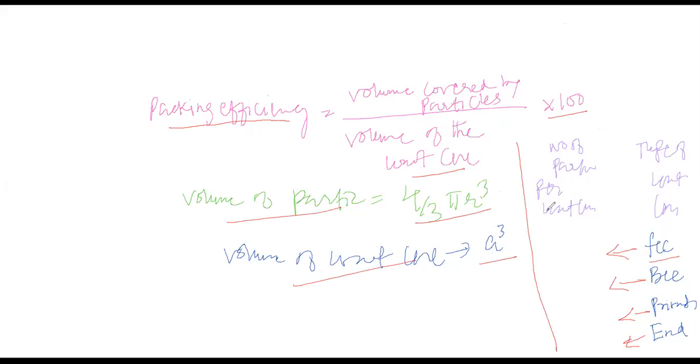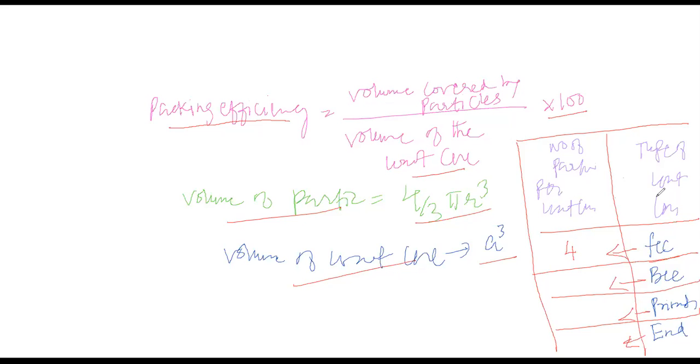Now suppose we need to write out the number of particles per unit cell and the type of unit cell. So first type of unit cell is FCC. Can you tell me what is the number of particles per unit cell in face centered cubic cell? 4. Very good. Correct. What is the number of particles present per unit cell in BCC, body centered cubic cell? 2. What is the number of particles present per unit cell for primitive kind of unit cell? 1. Very good. What is the number of particles present per unit cell of end-centered cubic cell?